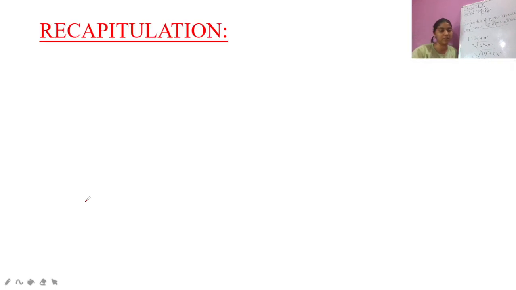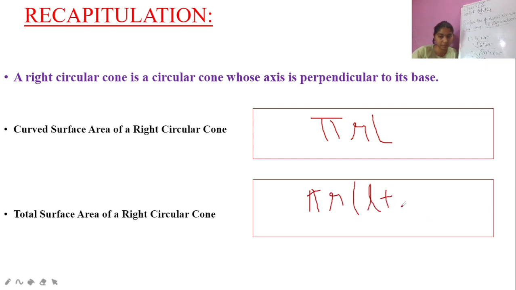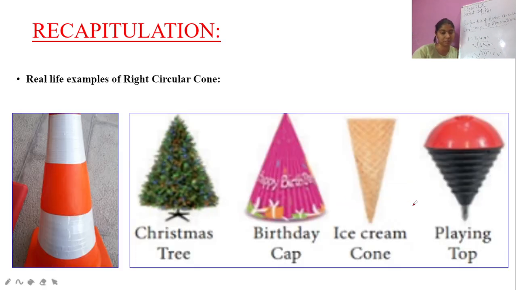Okay students, so let's recap what we have discussed today. We have discussed a right circular cone, a cone whose axis is perpendicular. We have the curved surface area, that is pi r l, and the total surface area, pi r times the bracket l plus r. So this is our total surface area. Now these are a few examples we discussed about real life applications of the right circular cone.